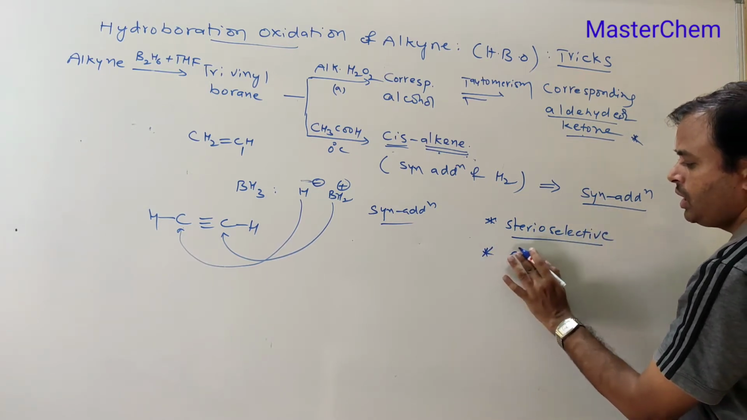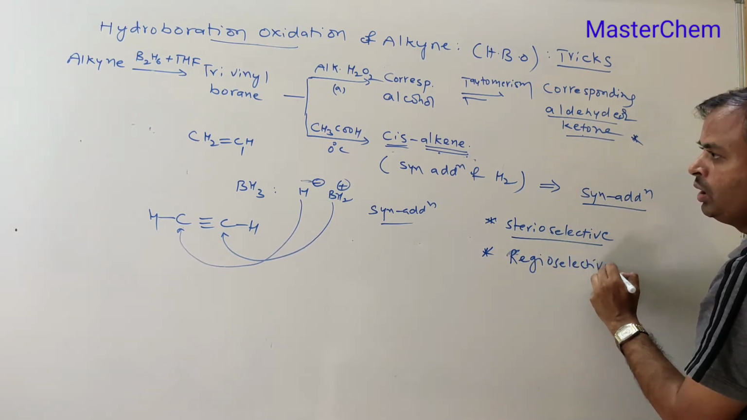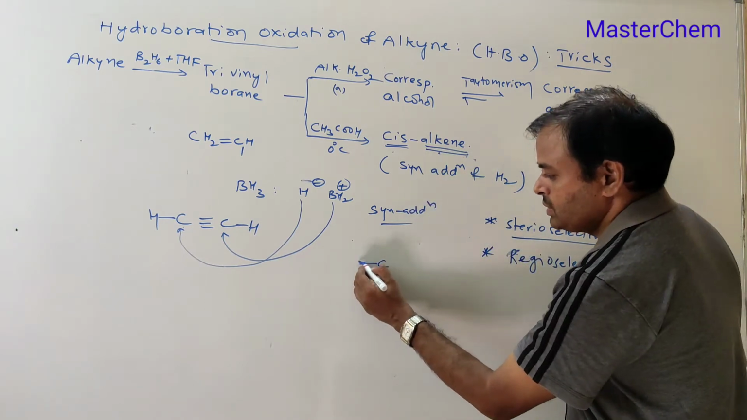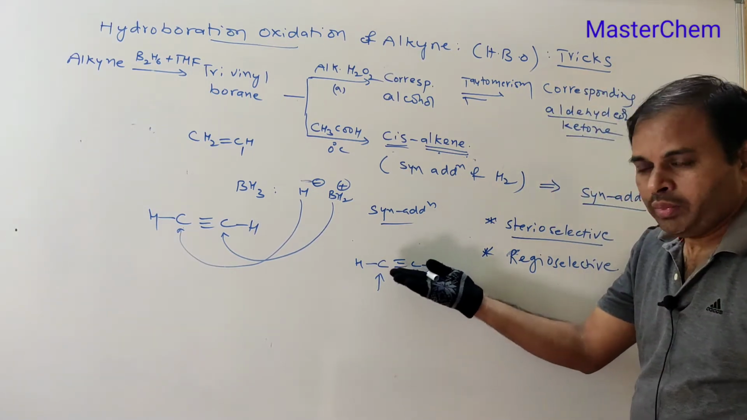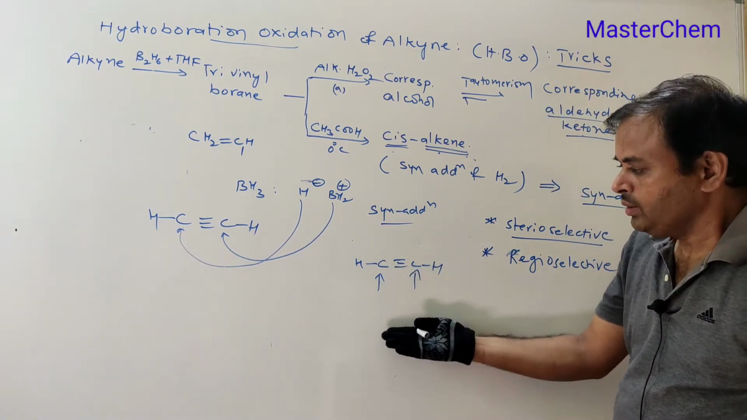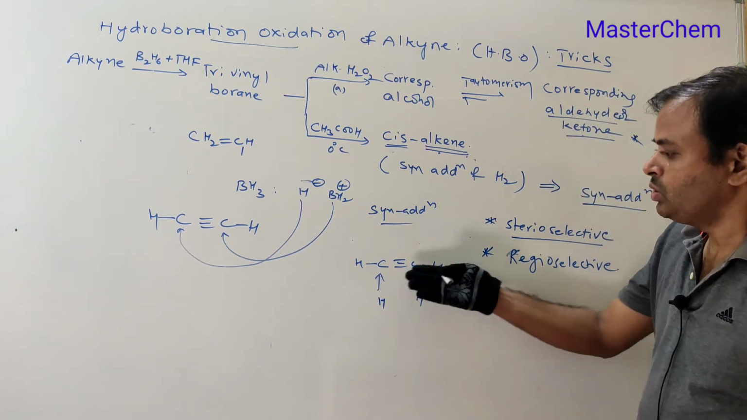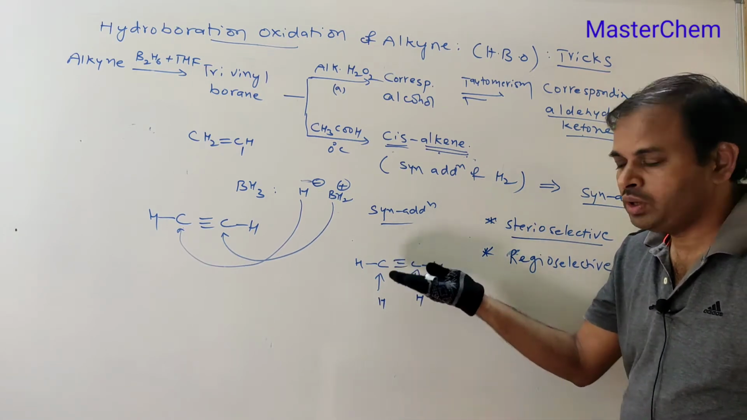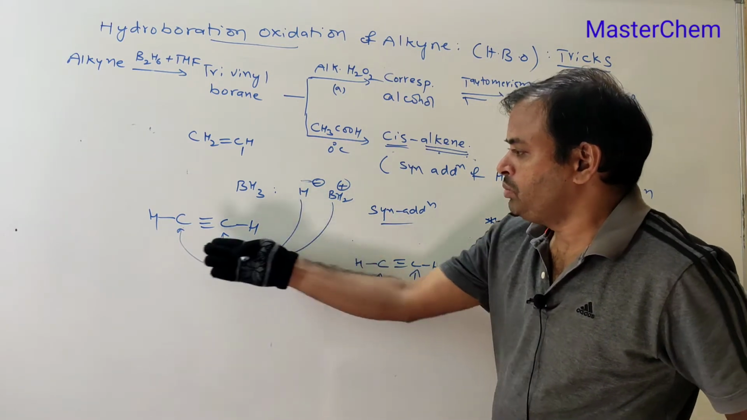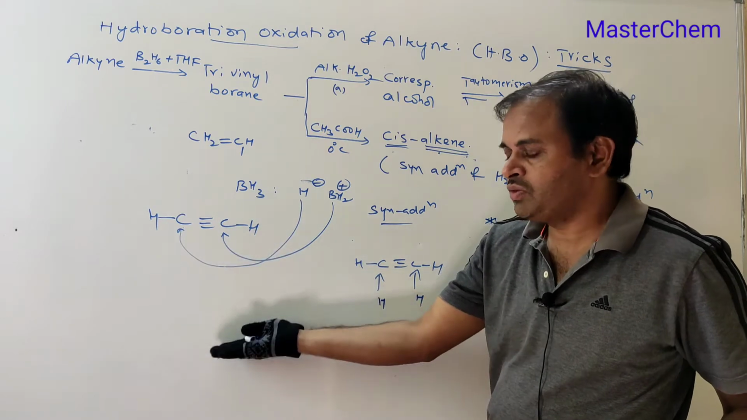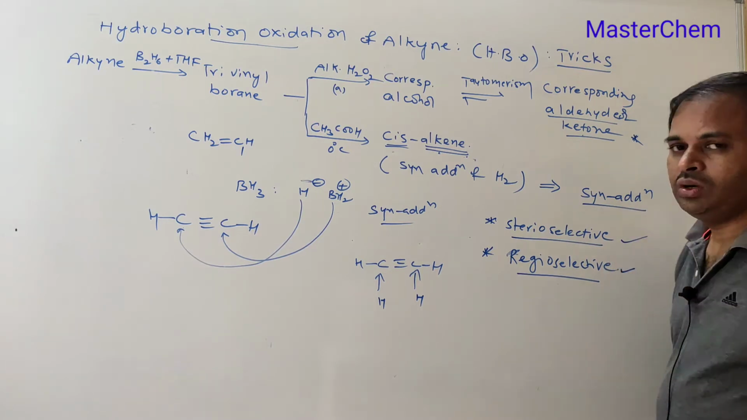And next, it is also called regioselective, because in this case both hydrogens are coming from the bottom of the triple bond, from the downside only, from the same side. So both hydrogen addition takes place from the same side to the triple bond. That's why it is called regioselective. Also H minus and BH2 plus, both additions take place from the same side of the triple bond. So it is a regioselective and stereoselective reaction.